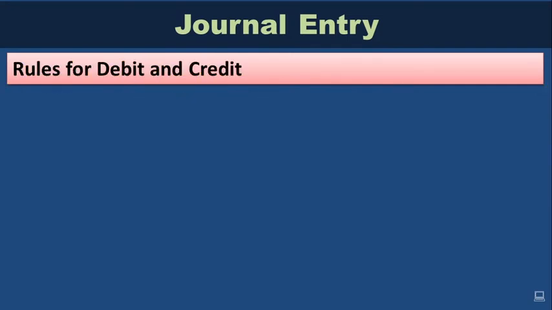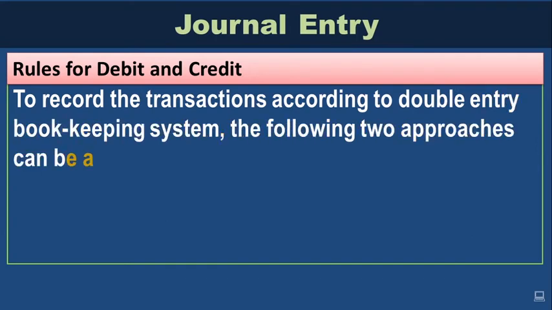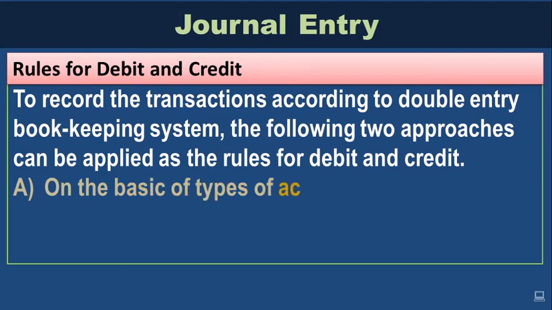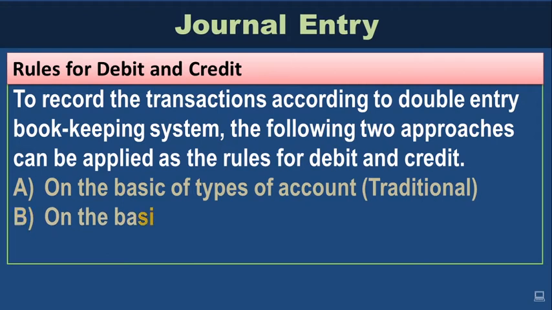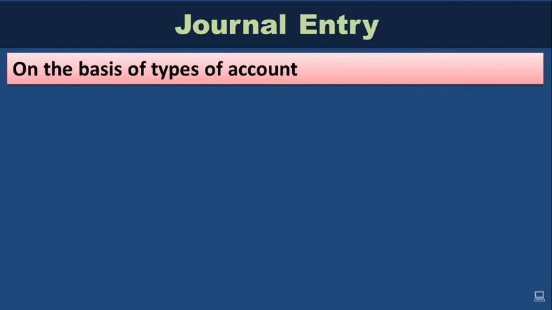Rules of debit and credit. To record the transactions according to the double entry bookkeeping system, the following two approaches can be applied as the rule for debit and credit. The first, on the basis of type of account, also known as the traditional method. The next one, on the basis of changes in assets, liabilities, and the capital. This method is also known as the modern approach. Let's start one by one.